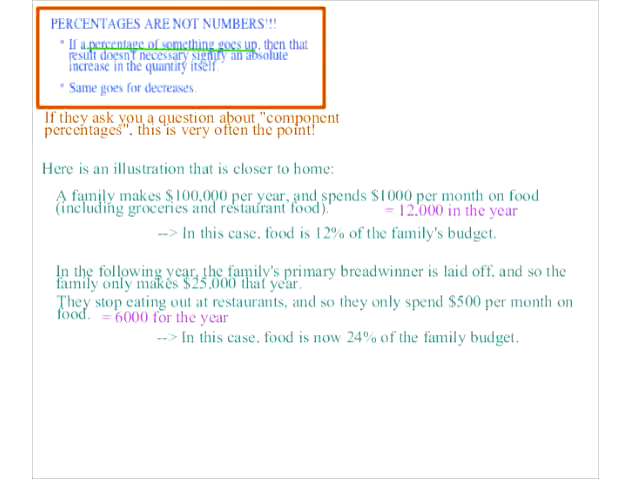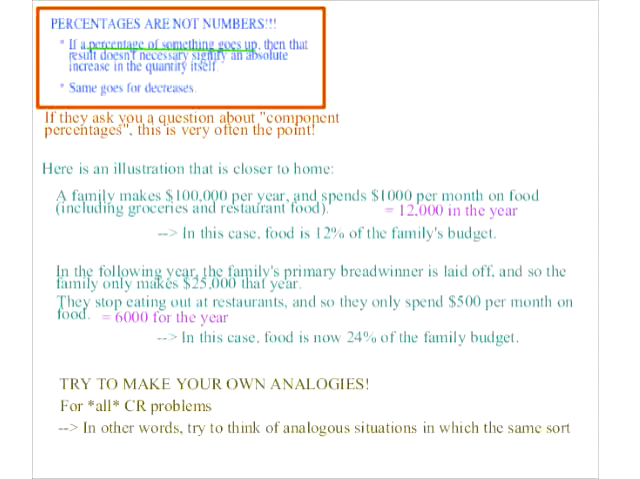But the other point that I want to make about this is that you guys should do it. What I mean by that is, you should try to make your own analogies for all critical reasoning problems. In other words, try to think of analogous situations in which the same sort of phenomenon occurs, but in which the objective subject matter is different. So that's the kind of reasoning that you really need.